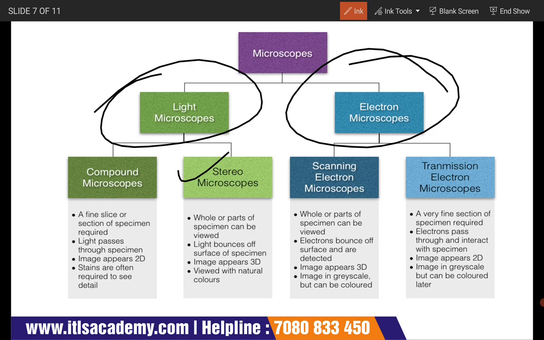Electrons pass through and interact with the specimen. The image appears 2D, in grayscale, but can be colored later.